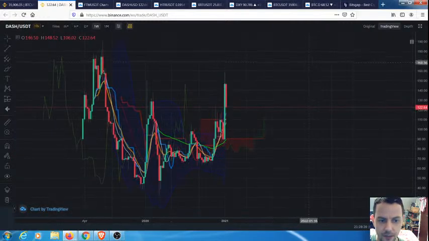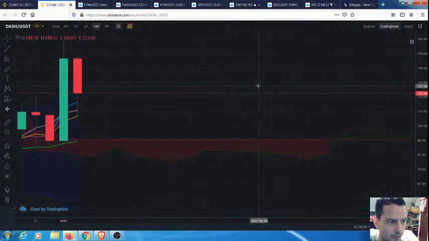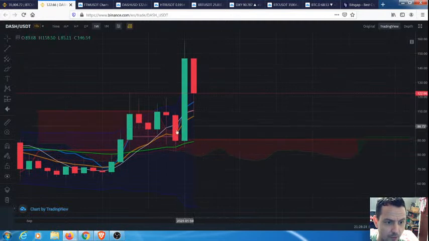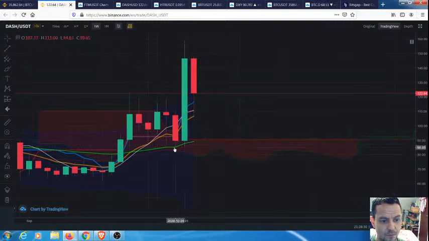Let's have a look on the weekly. It's not a very old chart, is it, on the weekly? But yeah, we've got a conversion baseline cross here, and a weekly test as well here, 1, 2. So yeah, I mean it's good.